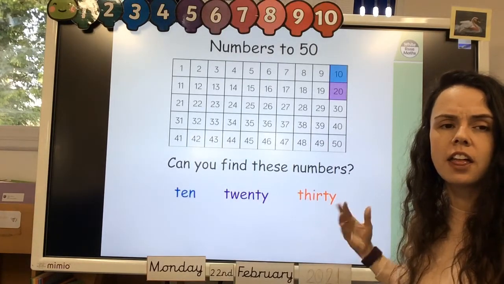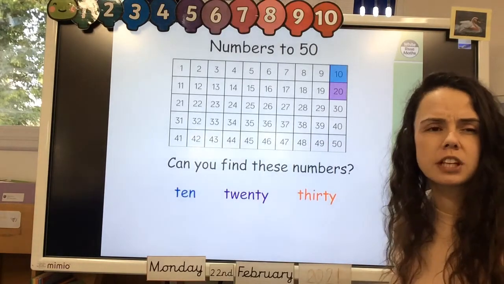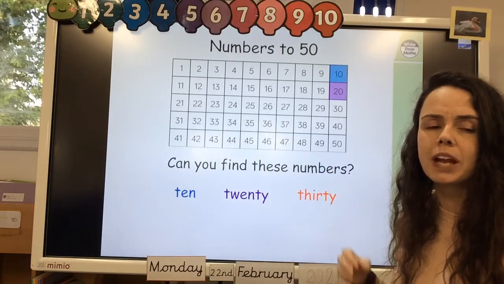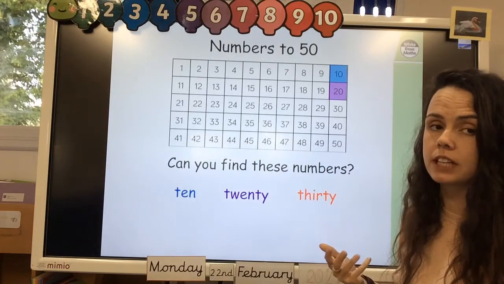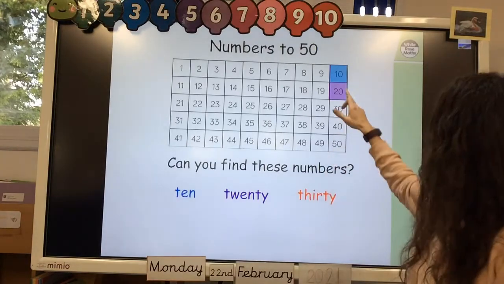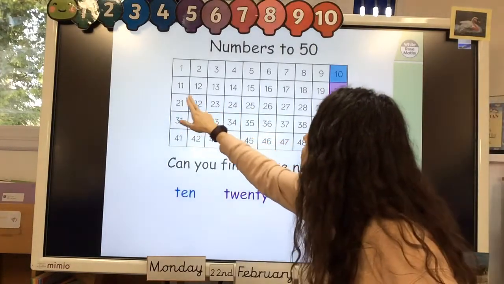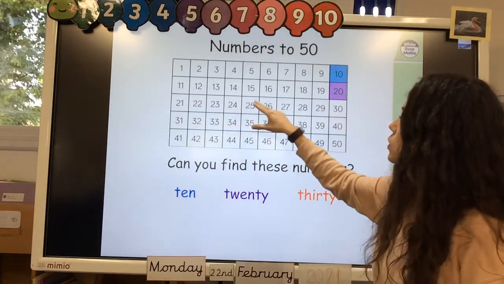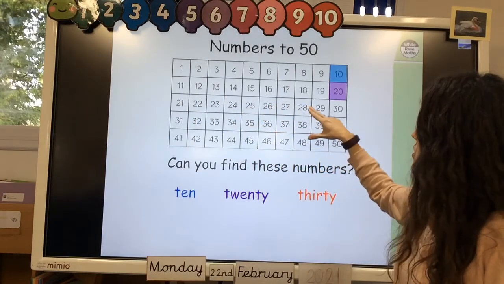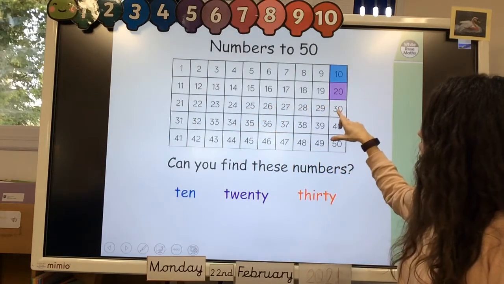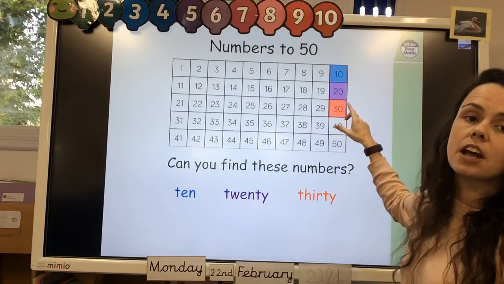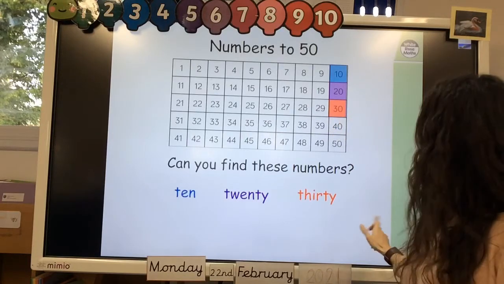30. Do you know what 30 looks like? Let's count on and see if we can find a number that sounds like 30. So 20, 21, 22, 23, 24, 25, 26, 27, 28, 29, 30. This one here is 30.